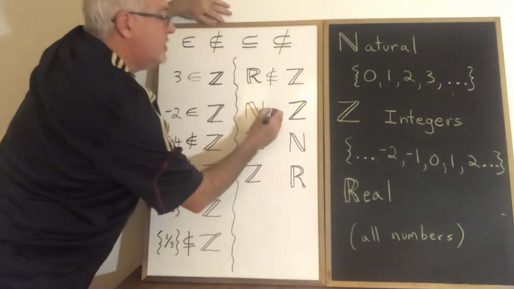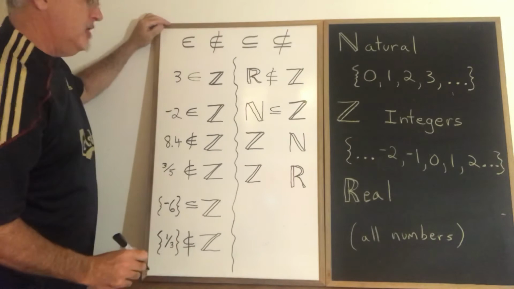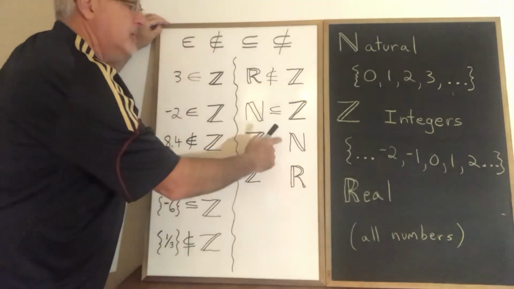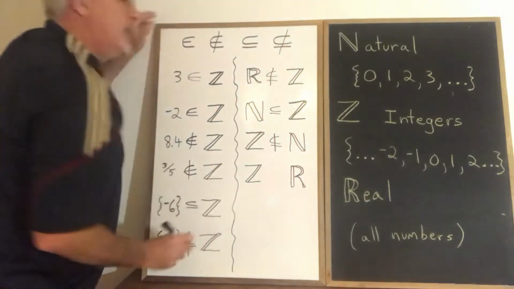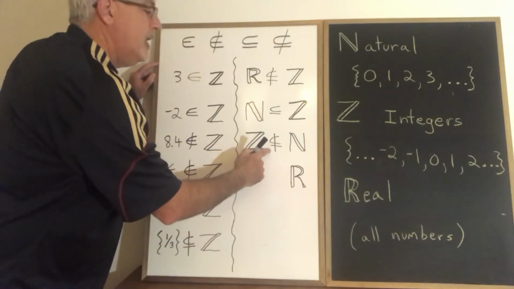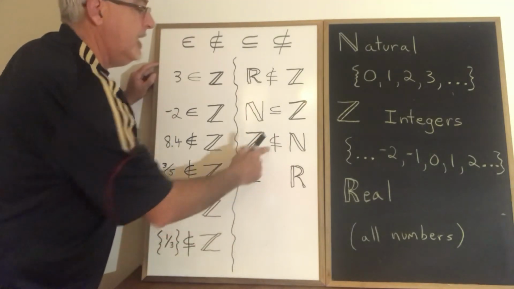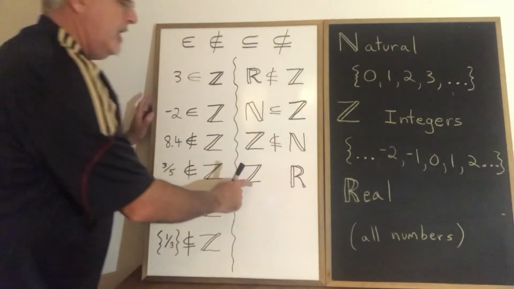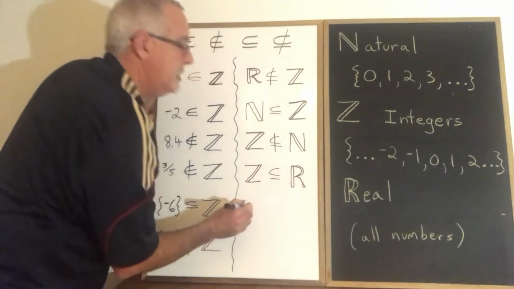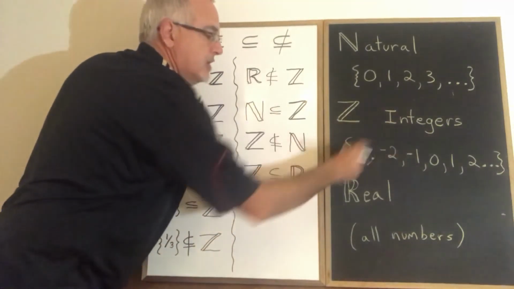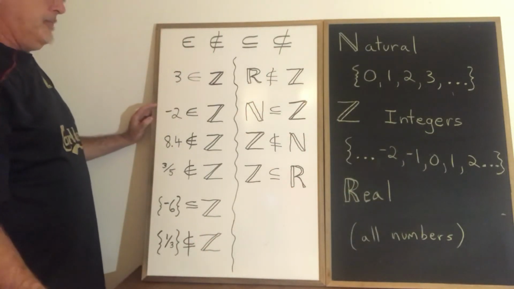Natural numbers, though, is a smaller set that contains only elements, all of which are integers too. So natural numbers is a subset of integers. Integers is not a subset of natural numbers because integers includes negative whole numbers, which are not in the natural number set. Integers, though, is a subset of real numbers because all of the integers are also within this set of real numbers, which has all numbers in it.